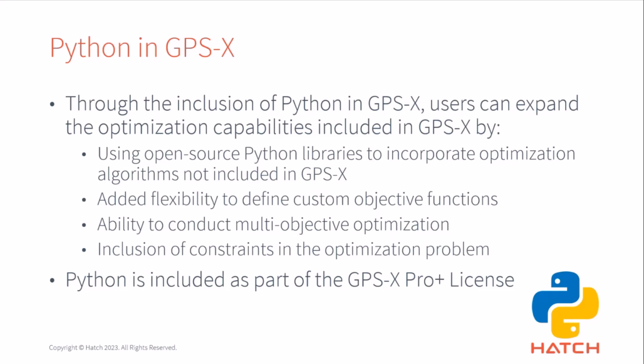It also adds the flexibility to define custom objective functions inside of Python, so you have a little bit more flexibility in how you set that objective function. You don't have to rely on just using Excel code, for example. It allows you to do multi-objective optimization if that's something you're interested in. It also adds the ability to add more detailed constraints to your optimization problem. You're not just limited to setting the bounds of your manipulated variables as constraints, for example. It's important to note also that Python is included as part of the GPSX Pro Plus license. So if you'd like to use Python in GPSX, you will need to get one of those Pro Plus licenses.